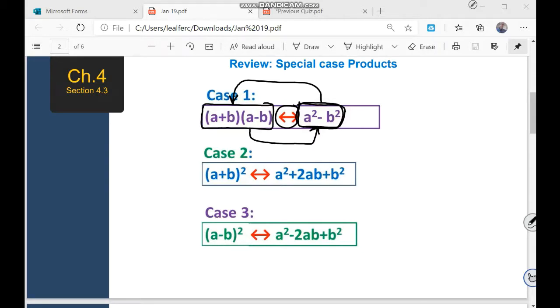But this is the thing that we're going to see today. There's a special name when we reverse the multiplication process. The special name is factoring. You will be factoring. You will reverse from this side to that, from this side back to that.